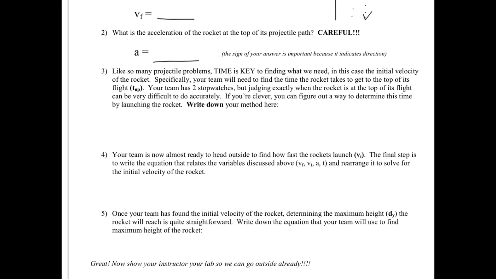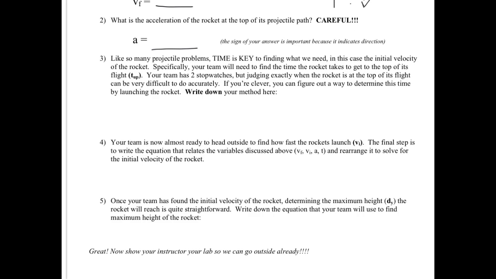Number 3 asks us to find the amount of time that it takes to get to the very top of the projectile's path, only from launch to the top. Now, your team is going to have 2 stopwatches to time the flight. The question is, should you take your stopwatch and time it from the launch to the very top, or is there a better way to do it? Looking up from the ground very high up into the air at a rocket, you might have a very difficult time determining when it does exactly reach the top. So what's another way you could approach this to figure out how long it does in fact take to get to the very top? Think about it and write down that procedure in your prelab.